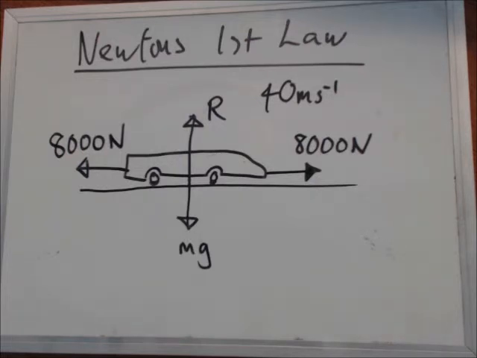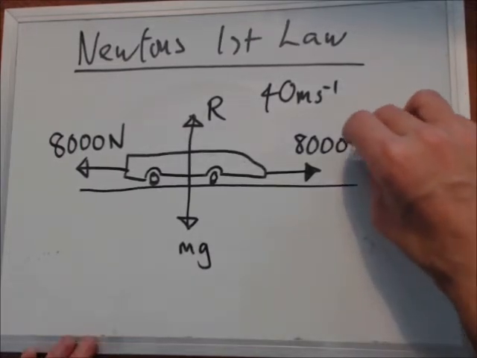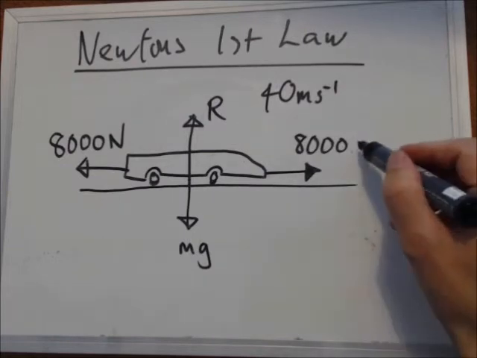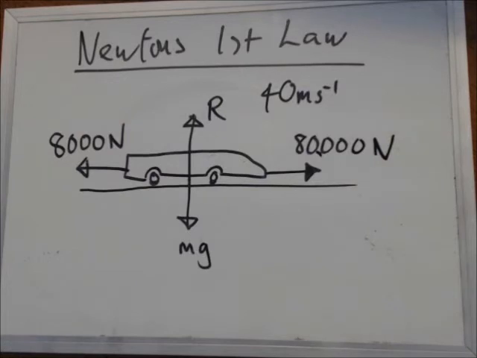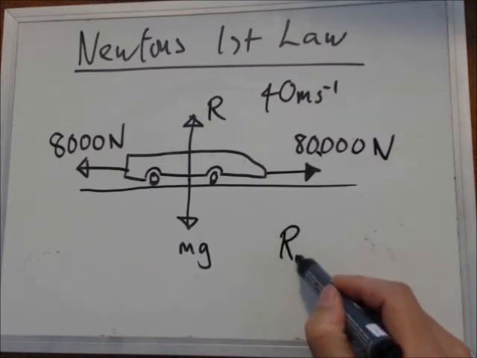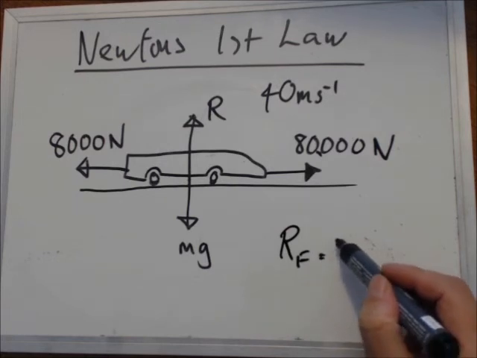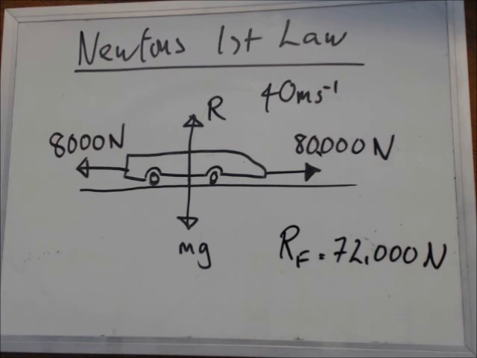Now, if suddenly the guy puts his foot down on the accelerator and adds another naught to there, so 80,000 newtons, wow, that's a hell of an acceleration. So suddenly we've got unbalanced forces, it's accelerating, and we're no longer following Newton's first law. There is a resultant force of 80,000 minus 8,000, which gives us a resultant force of 72,000 newtons, and that will produce an acceleration.